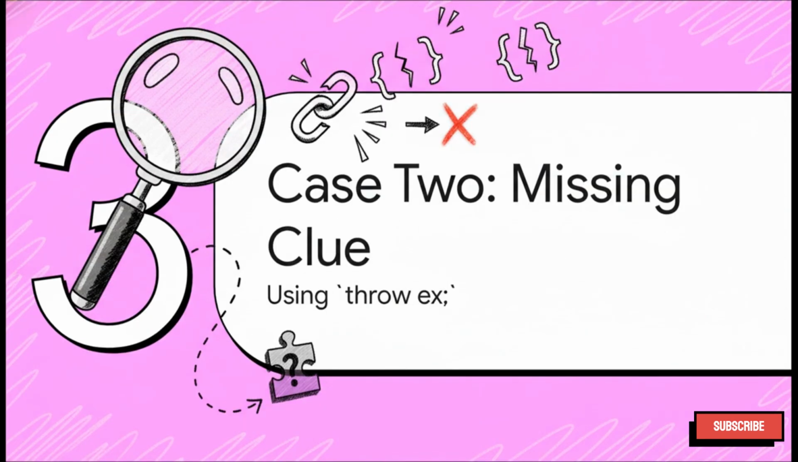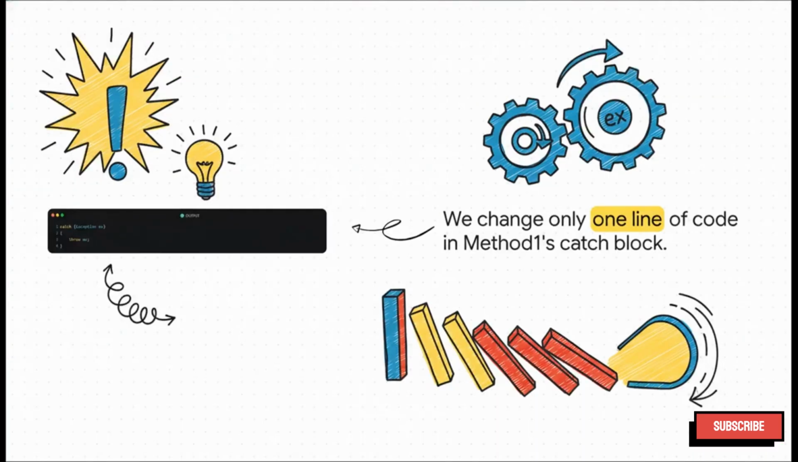All right, now, let's break things. Time for case 2, the problematic one. Let's see what happens when we make that one tiny change and use throw x instead. So we're going right back into that same catch block in method 1, and the only thing we're changing is adding that little x after throw. It looks so harmless, right? But trust me, this tiny addition is about to change everything.